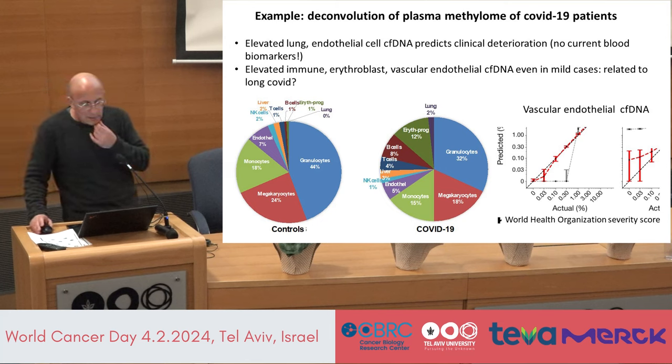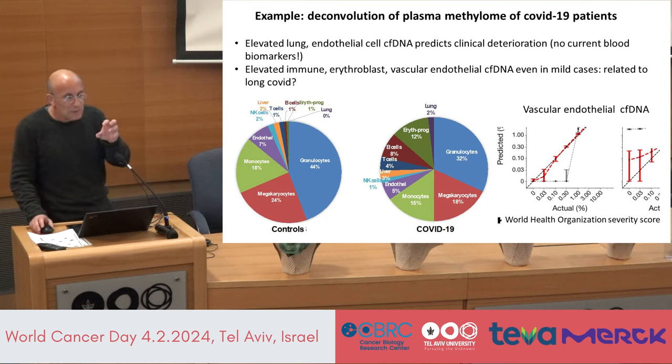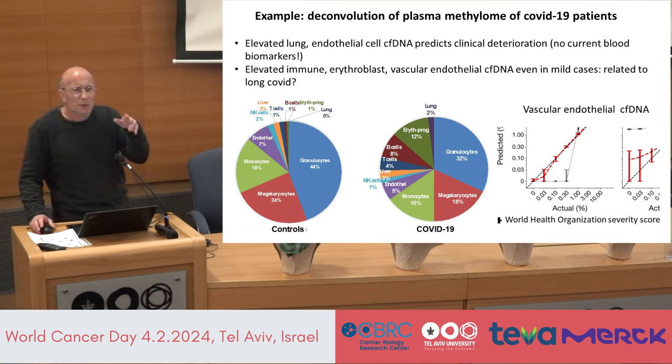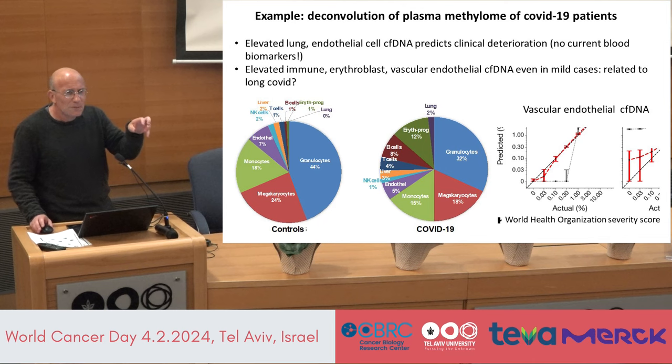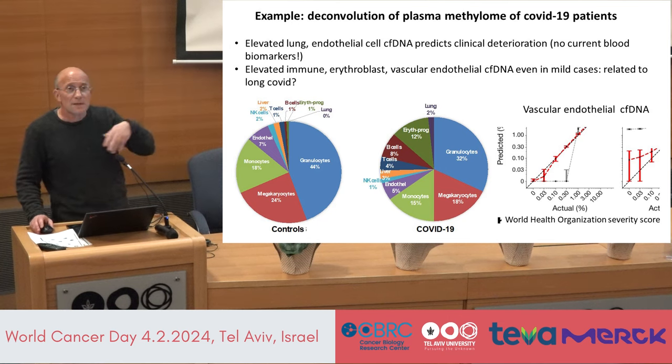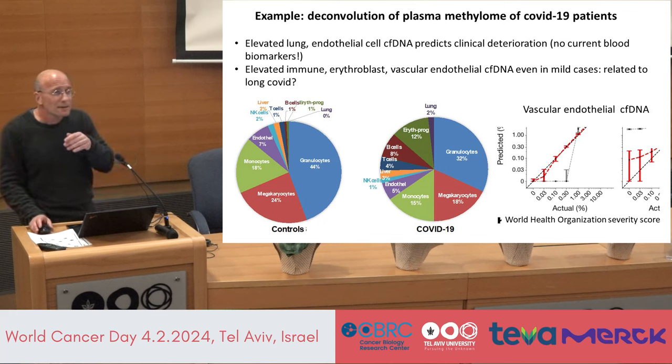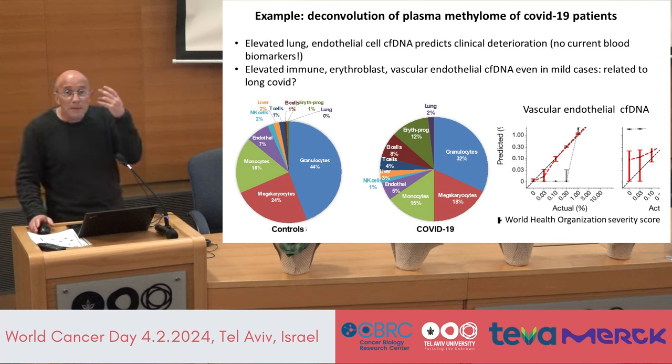That's important. And what's even more interesting to me is that when we isolated individuals that have no clinical symptoms whatsoever, and we collected plasma from them, we saw elevated levels of cell-free DNA from immune cell types, expected, this is why they're not sick, right? But also a huge elevation in erythroblast and vascular endothelial cell-free DNA, even in these mild to asymptomatic cases, maybe hinting at what is going to happen to them later, long COVID.